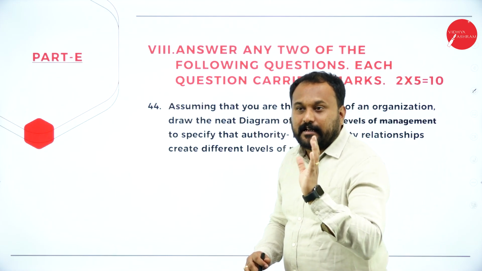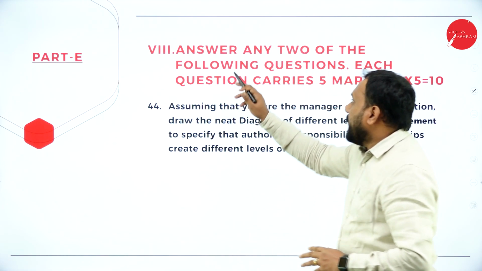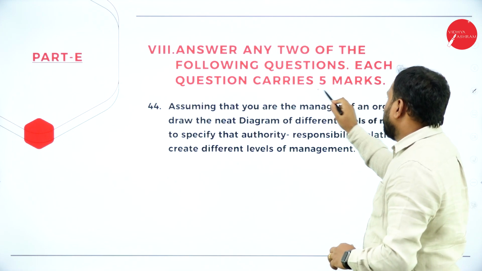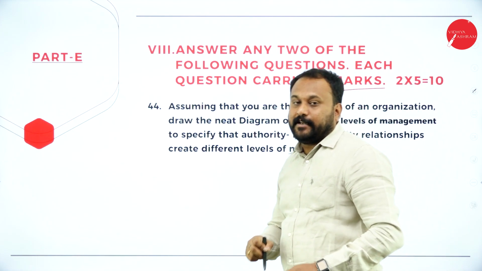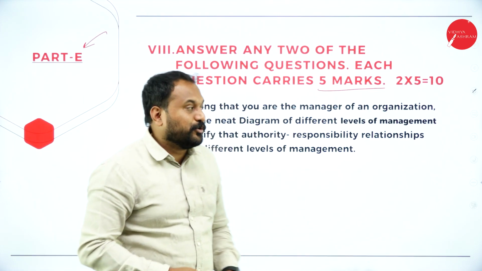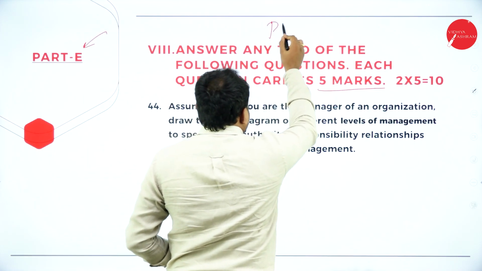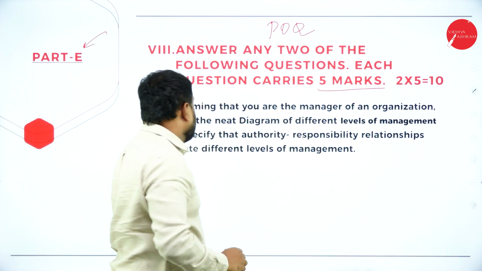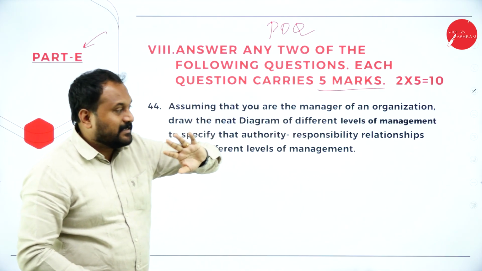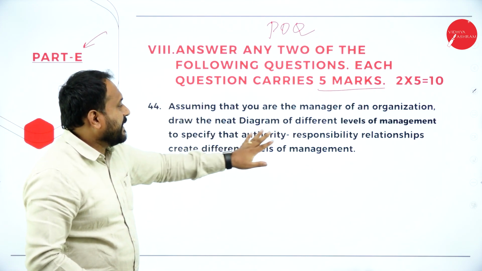Next, the 7th is done. Now we are in the last one, that is the 8th one. Answer any 2 of the following questions. Each question carries 5 marks. 2 into 5 is equal to 10. This is called part E, and part E is all about POQ questions. We call it practical oriented questions.